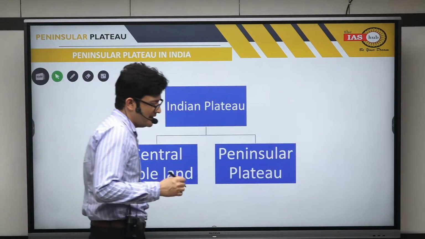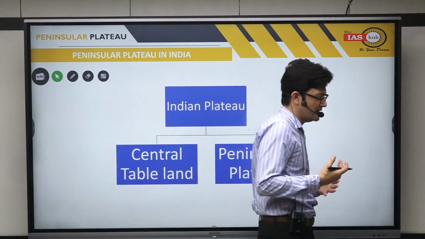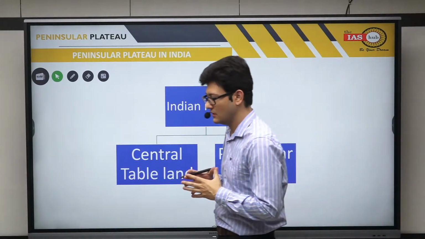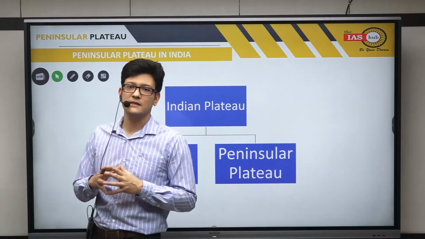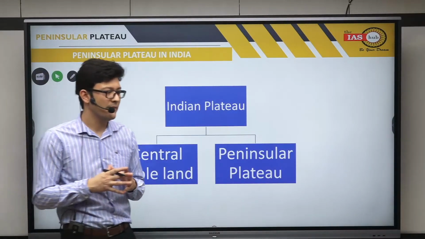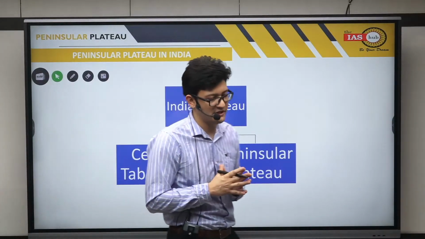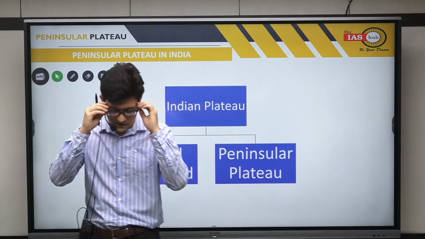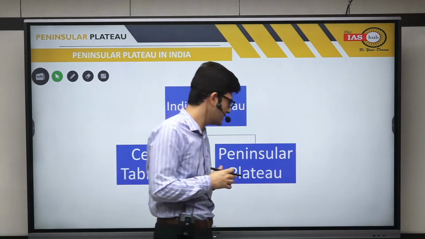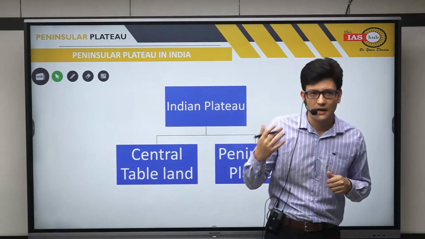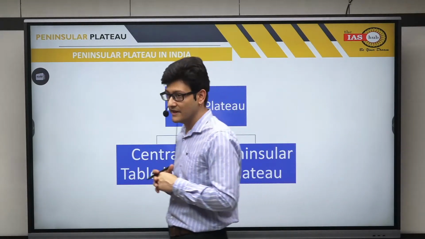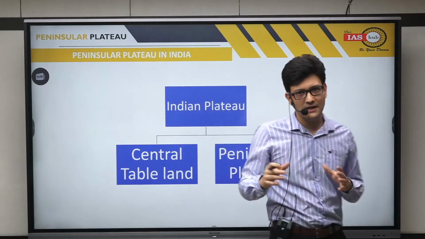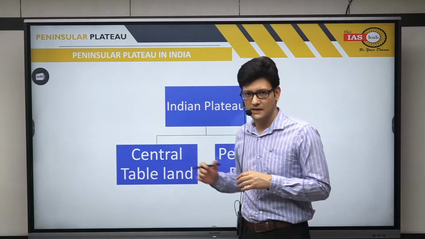Now, the Indian Plateau region is divided into two major components. One component is the central tableland, which consists of mainly three physiographic features, namely the Aravalli Hills, the second one would be the Vindhya ranges, and the third one would be the Satpura ranges. These are the major ranges which form a part of the central tableland.